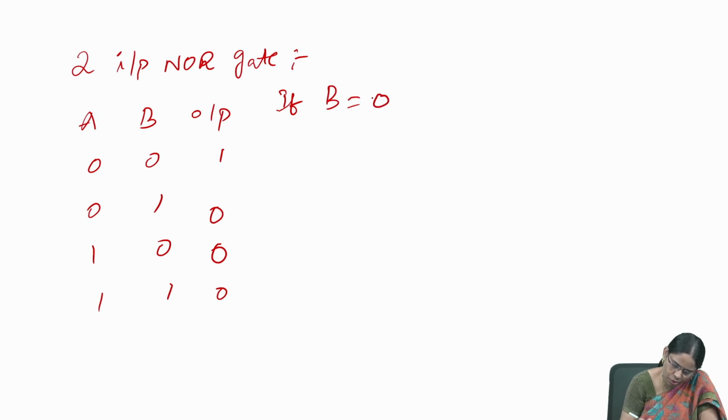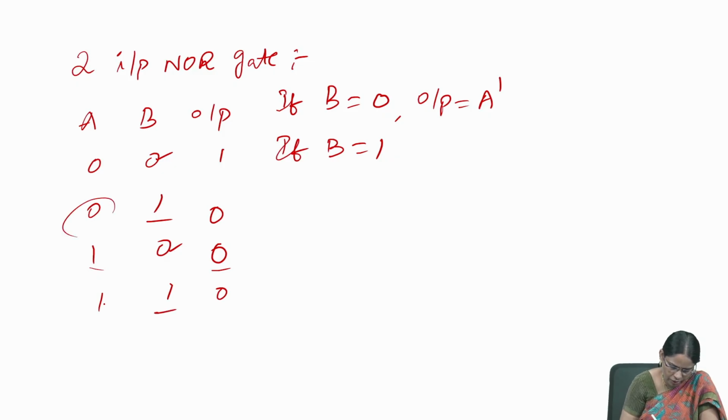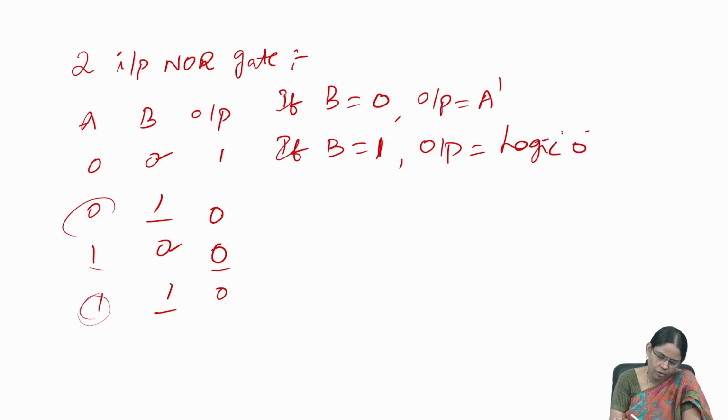So if B equals to 0, at this condition I am comparing A with the output. At B equals to 0, A equals to 0, output is 1. A equals to 1, output is 0. That means my output is reverse to A. And if B equals to 1, my output is irrespective of the input of A, whatever the input you are giving for A, the output is 0. So if B equals to 1, my output is logic 0. So you can implement this with either the NMOS logic or the PMOS logic.